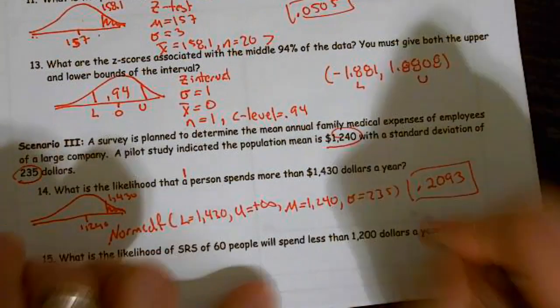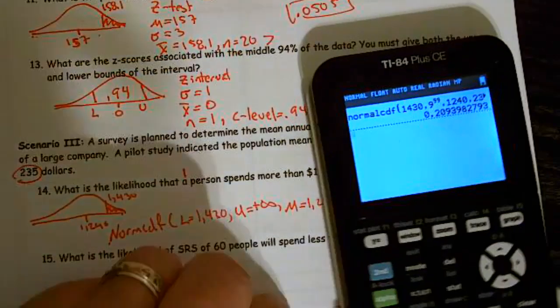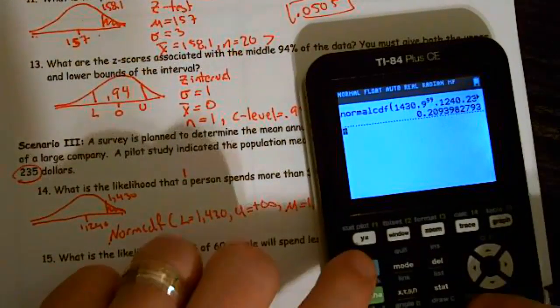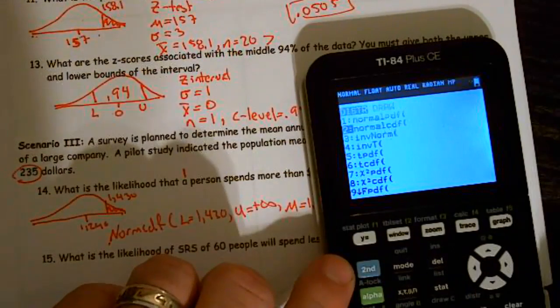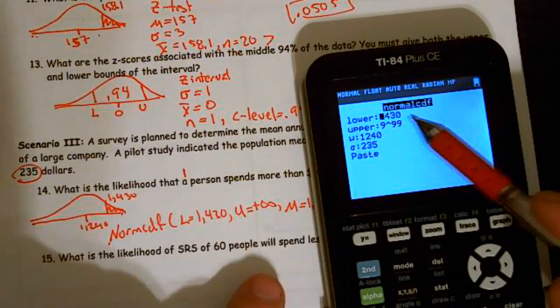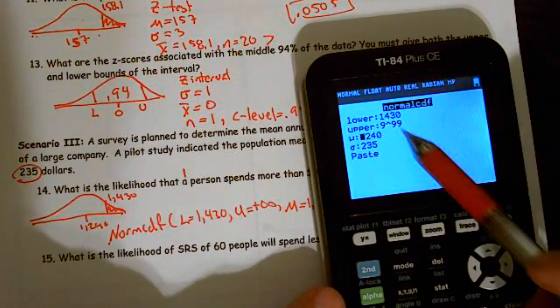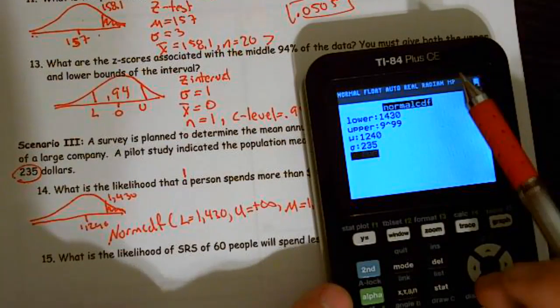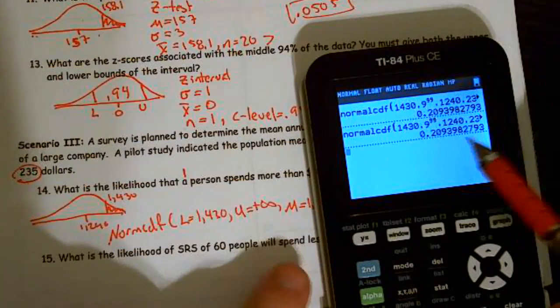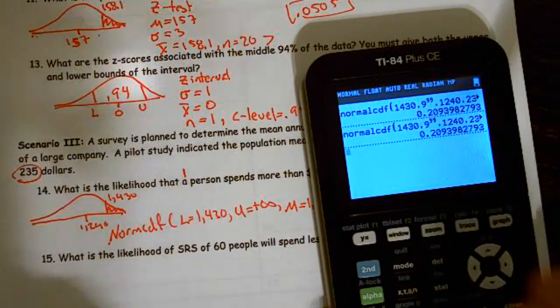0.2093. I'm not very confident that I typed those numbers in. I made so many mistakes. I want to recheck that. So second vars, norm CDF, 1,430, infinity, 1,240, 235. Looks like I did it right. That's good. 0.2093. All right, so moving on to the last problem.